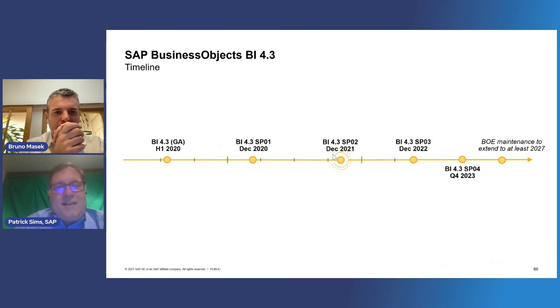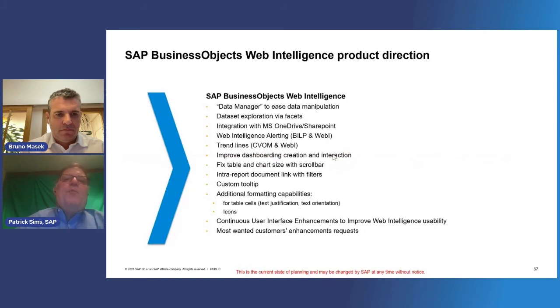Product direction. So this is key to that argument, right? So what we're seeing here, the timeline, right? Service Pack 2 is coming out in December. Service Pack 1 came out last December. We're now moving to a point release every year. And that's also included then with PCE, right? So that flows into that as well. So we're showing Service Pack 3 in 2022 and Service Pack 4 in 2023. That's the extent of our planning right now. I'm not saying that Service Pack 4 is the last, because we're, of course, going to maintain BOE until at least 2027.